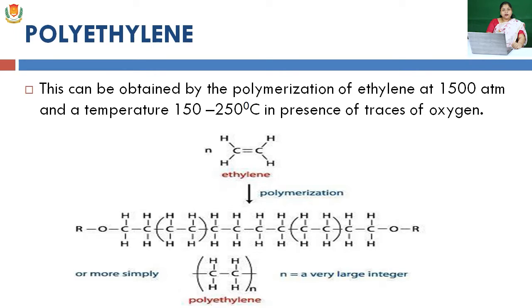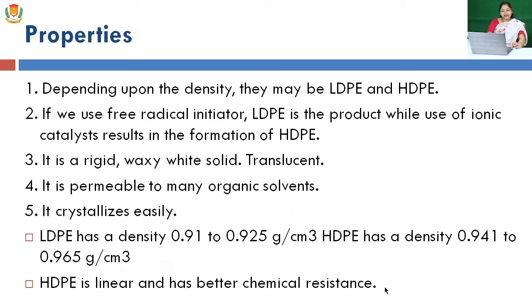Now, a very common, important and famous polymer, which is polyethylene. As we already know and have heard, the very common reaction is that n molecules of ethylene polymerize to form polyethylene. This polyethylene reaction is performed at 150 degrees centigrade at 1500 atm pressure under the presence of traces of oxygen.